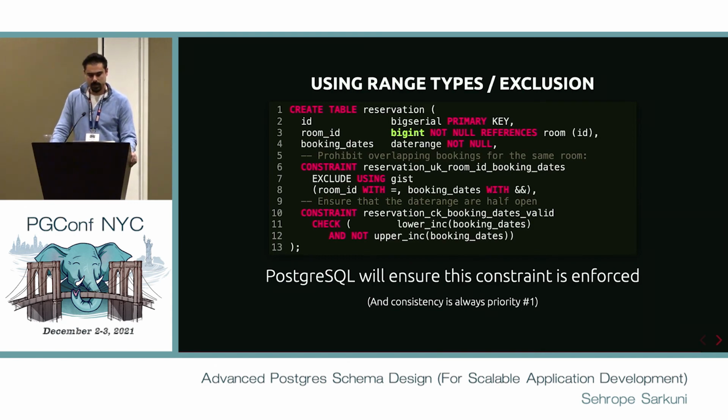The first constraint you're seeing there, the unique key on room ID and booking dates, is saying to create a gist index and exclude any rows where the room ID matches and the booking dates overlap. That ampersand operator for range types is the overlap operator. If I have two ranges, overlap means that there's some set of values which is included in both of those ranges. So here I'm telling Postgres to exclude any rows where the room ID is the same and the booking dates overlap.